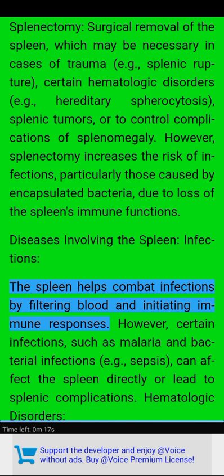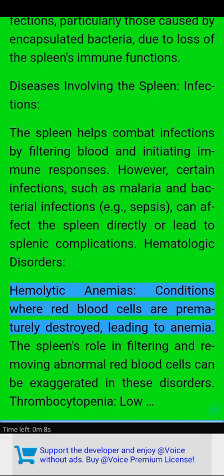The spleen helps combat infections by filtering blood and initiating immune responses. However, certain infections, such as malaria and bacterial infections, e.g., sepsis, can affect the spleen directly or lead to splenic complications. Hematologic disorders. Hemolytic anemias, conditions where red blood cells are prematurely destroyed, leading to anemia. The spleen's role in filtering and removing abnormal red blood cells can be exaggerated in these disorders. Thrombocytopenia, low.